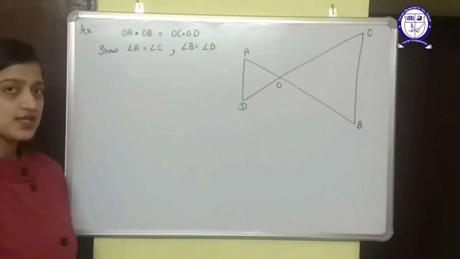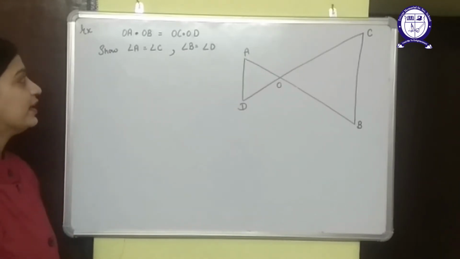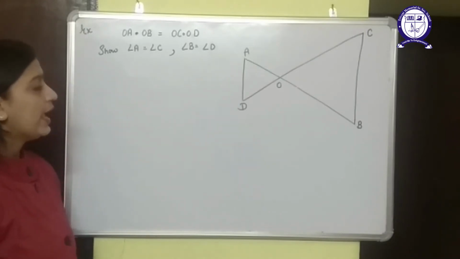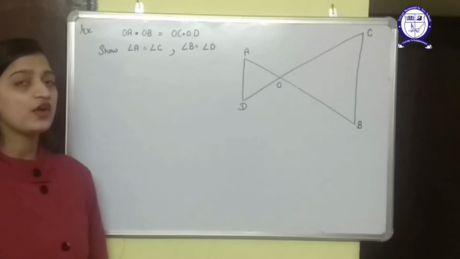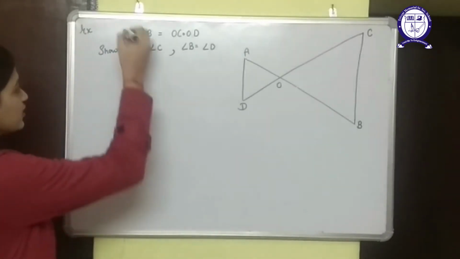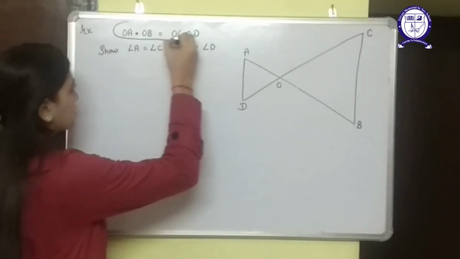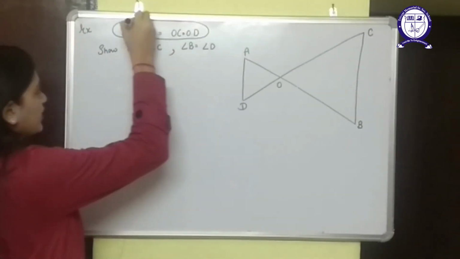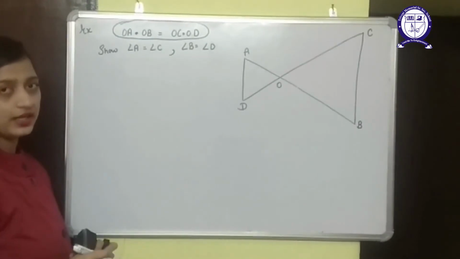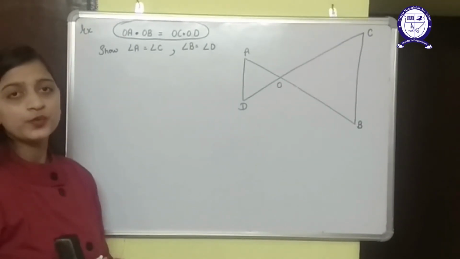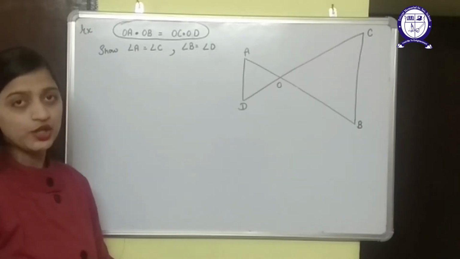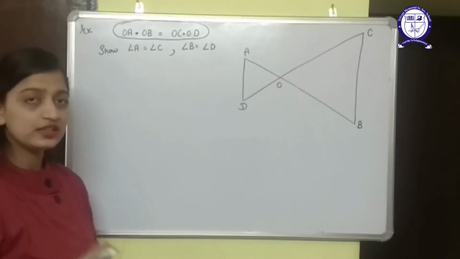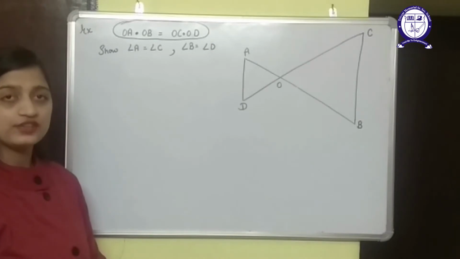This is given to us, and we need to show that angle A is equal to angle C and angle B is equal to angle D. Now in this question we are talking about the sides of the triangle. This is what is given to us, but this is given in multiplication, and while doing the question we need the proportions to be in division. So let's change this equation into division.